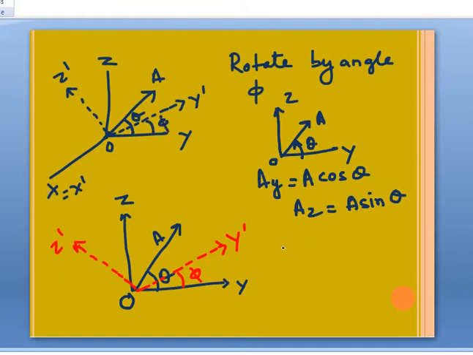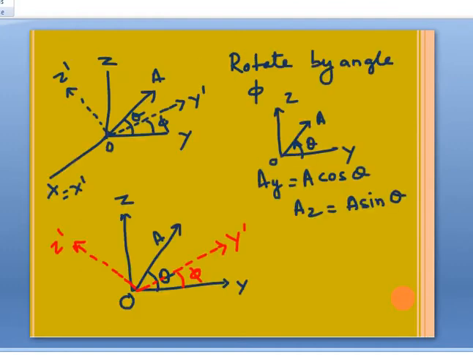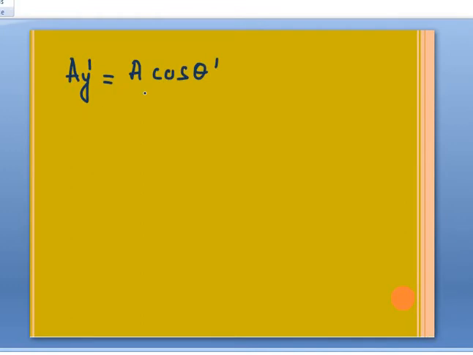So now you will have a new set of values. That is, now you will not have AY, you will have AY prime. Now what will be this AY prime? AY prime will be A cos theta prime. Let us take this. Now this is phi, this is theta, and this will be your theta prime. Again, what will be AZ prime? AZ prime will be A sin theta prime.